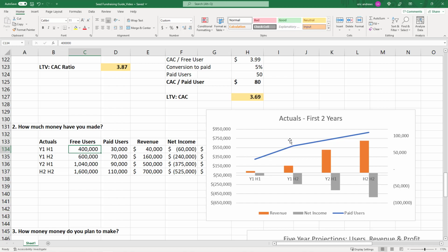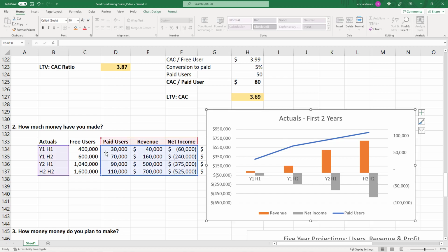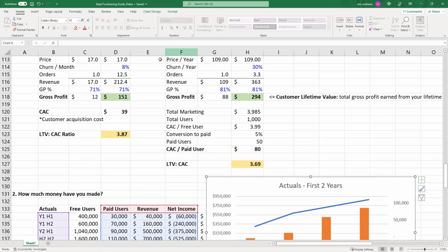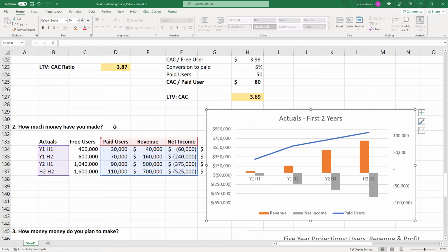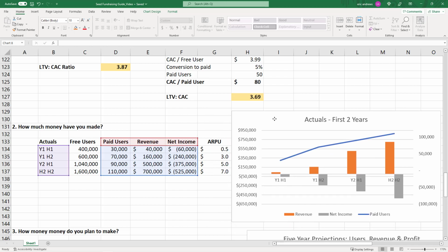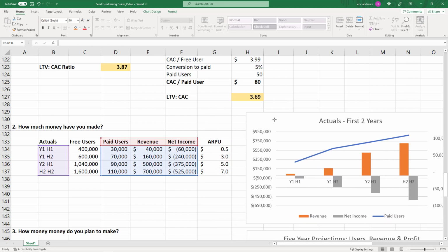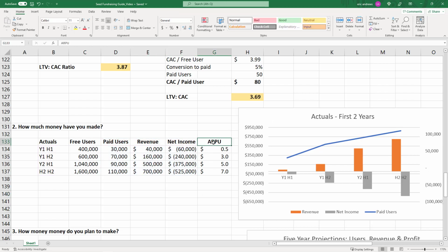I said, here's how many free users we had. Here's how many paid users we had. So we're assuming some kind of app that's freemium. So we had a certain amount of paid users, a certain amount of revenue, a certain amount of net income. And so here I said, here's our revenue in the first half. Here's our burn. Here's our revenue. Here's our burn. And it's going up. And this is our paid users going up. And so you just want to show that you're making money. You know how much money you're burning. You could also include in this chart maybe your average revenue per user going up over time as you monetize users more effectively.